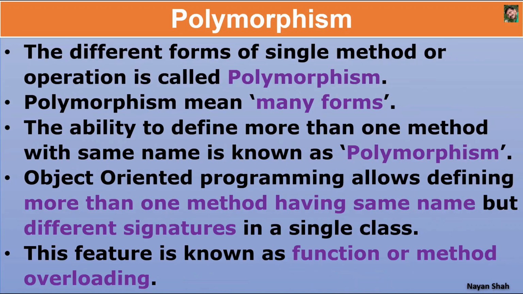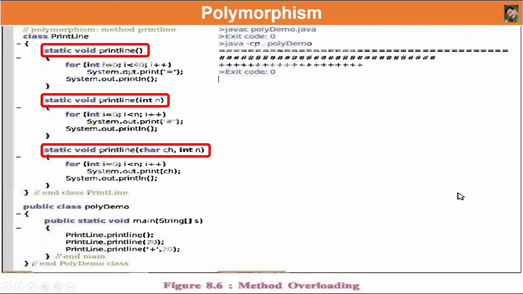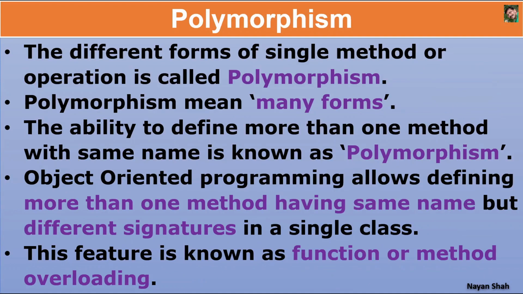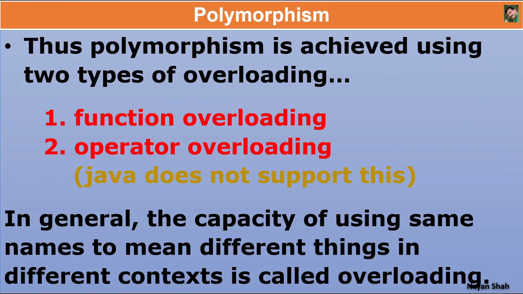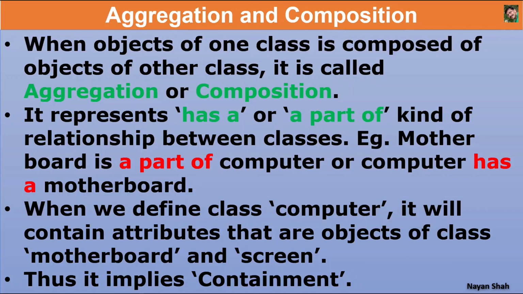Polymorphism, many-form, creating multiple methods with the same name but with different signature. Signature is made up of 3 things: name of the method, return type of the method, and parameters of the method. So something should be different, either the name, or the return type, or the list of parameters should be different in polymorphism. Polymorphism can be achieved using two types of overloading: function or method overloading, and second, operator overloading. But as I said, Java does not support operator overloading. So that is polymorphism.